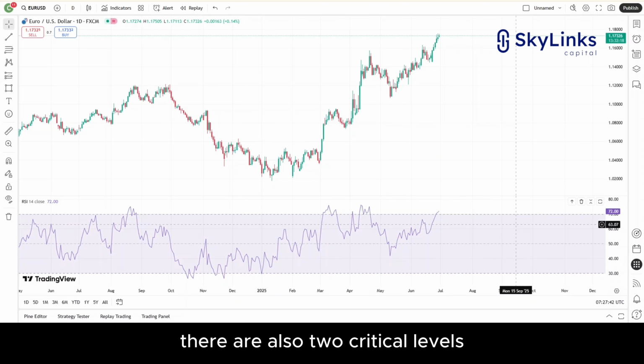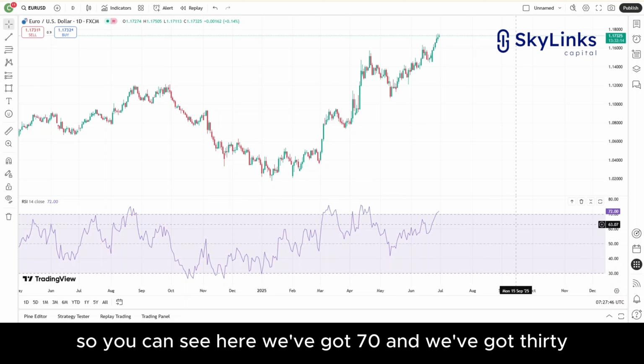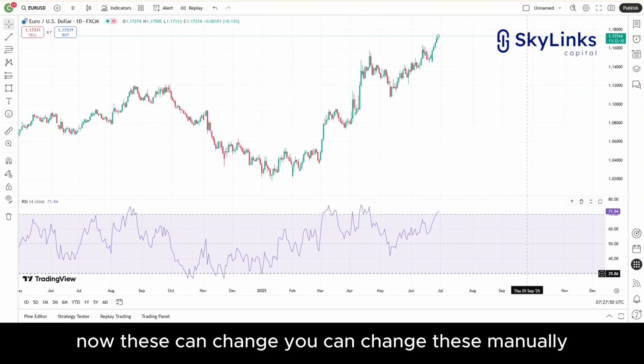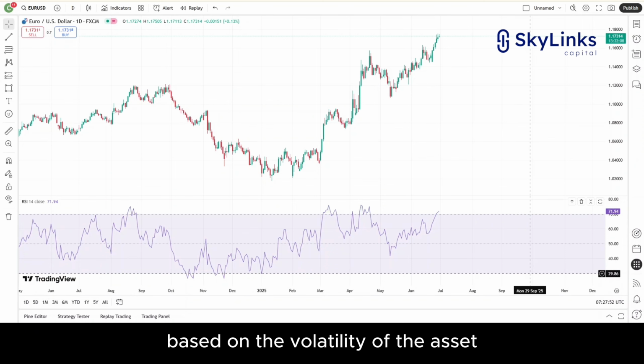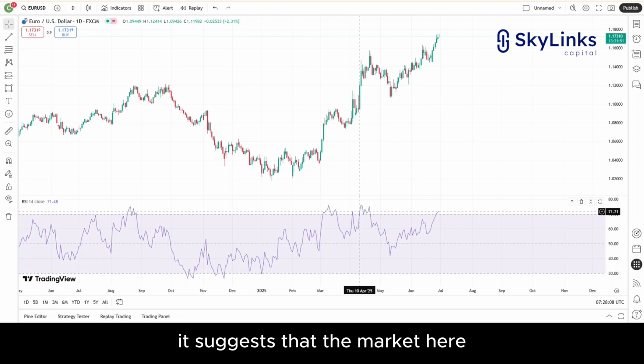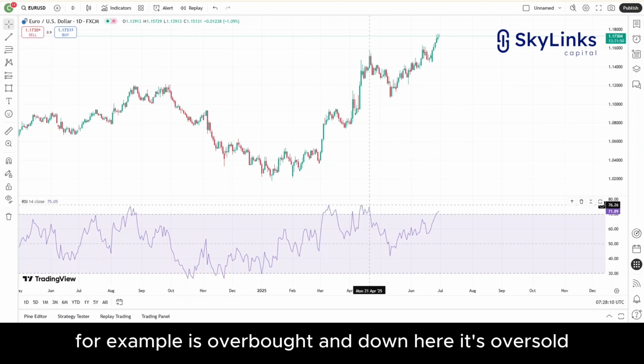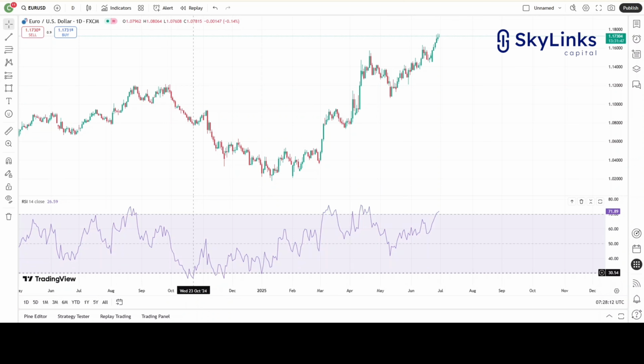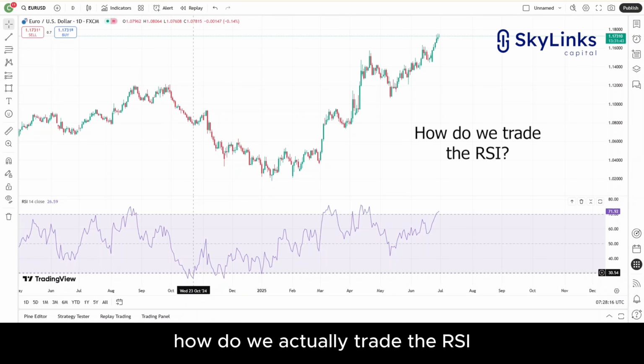There are also two critical levels which signal overbought and oversold. So you can see here we've got 70 and we've got 30. Now these can change. You can change these manually based on the volatility of the asset, but traditionally, at least for most FX, we tend to stick with 70 and 30. When the RSI goes into these areas, it suggests that the market here, for example, is overbought, and down here it's oversold.